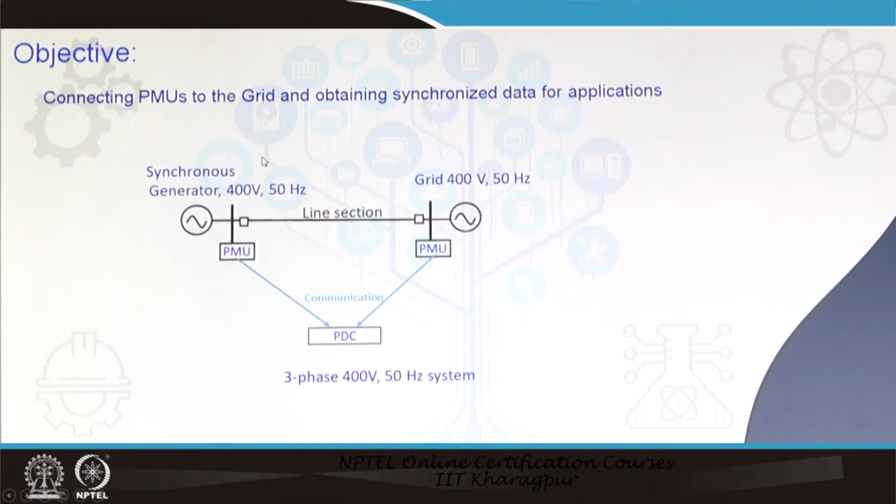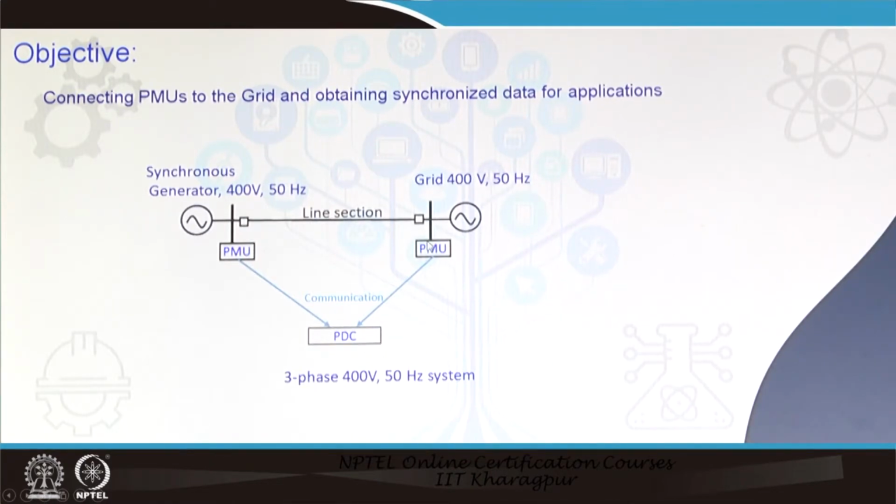Now, in this experiment we have a simple demonstration which will convince us how the PMU is useful for grid monitoring, analytics and so on. So, we have a 2 bus system, as already mentioned. In these 2 bus systems, one is the synchronous generator side, which feeds power to the grid via this line section, and the other side of the line is a different bus, which is the grid side. The grid side is a 400 volt 50 hertz system fed from the distribution system.